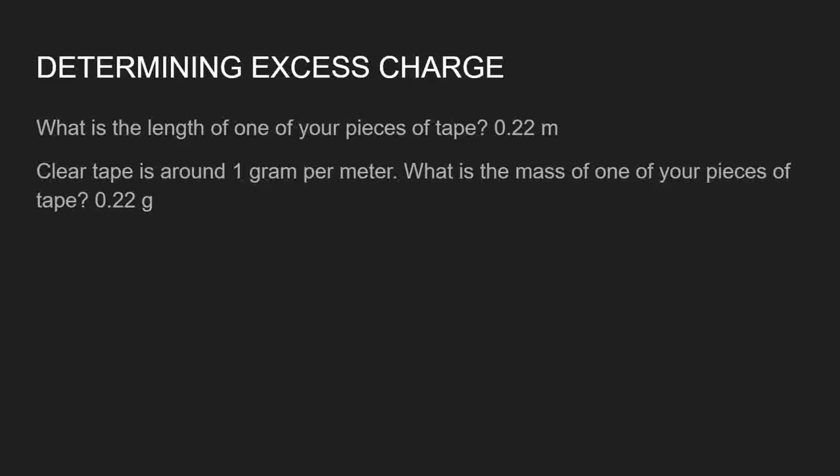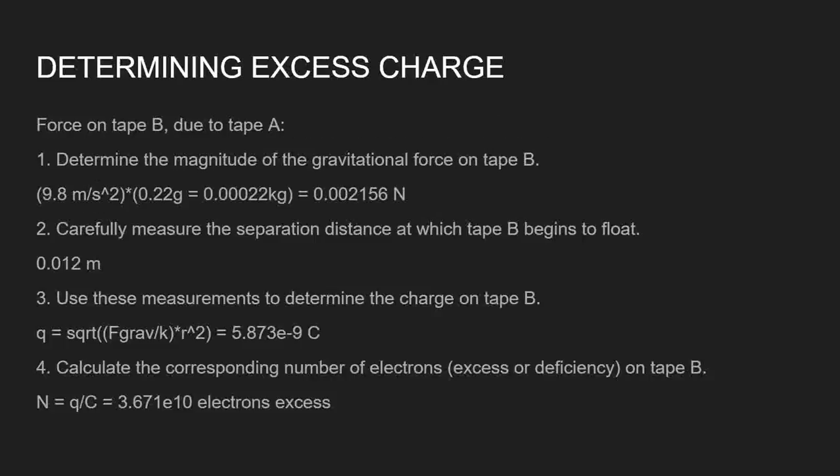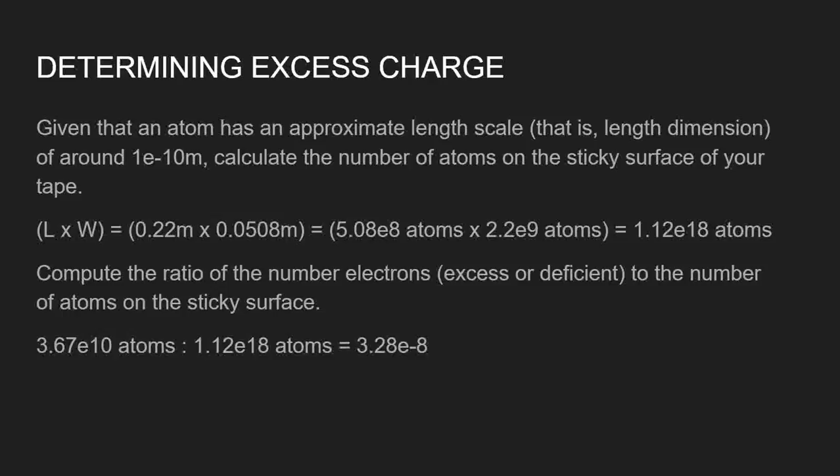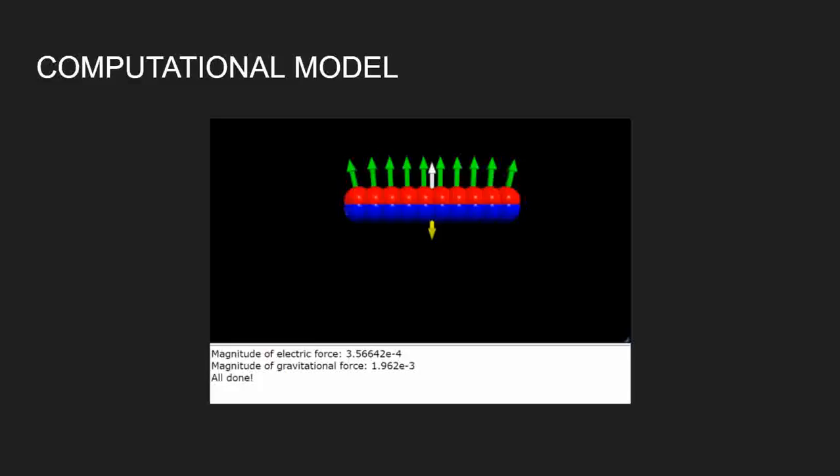We find again that the length of our tape is 0.22 meters and the mass is 0.22 grams. We determined the excess charge as before and the corresponding number of excess electrons. And then we again compute the ratio of the number of excess electrons to the number of atoms as a whole. When we develop our computational model for this line charge, we find that the numbers vary.